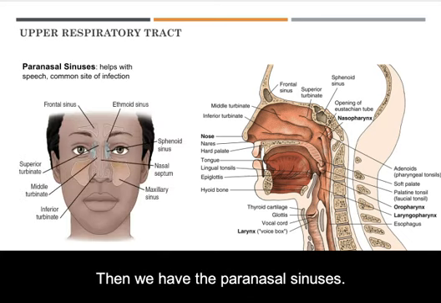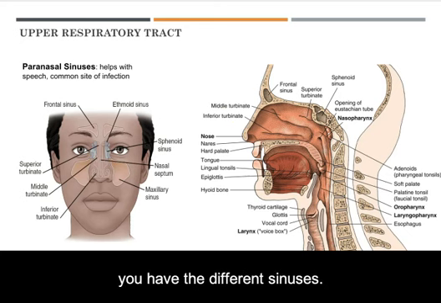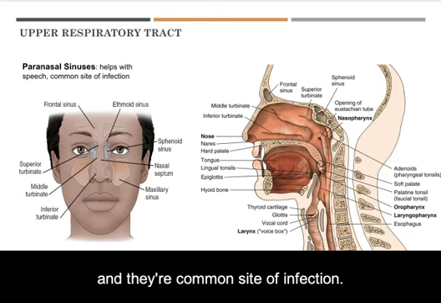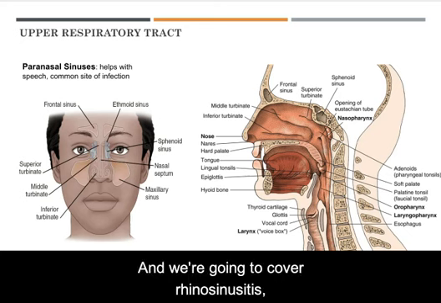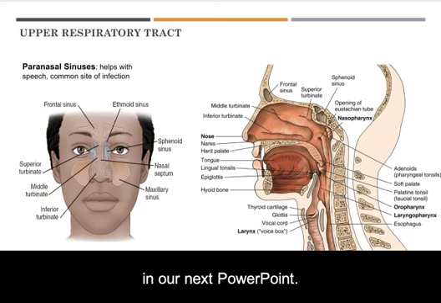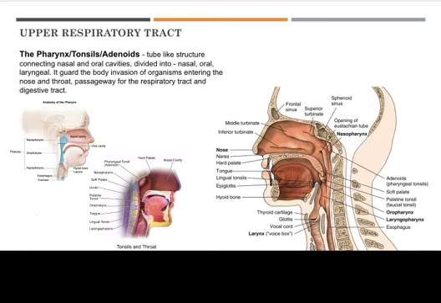Then we have the paranasal sinuses. As you can see in this picture right here, you have the different sinuses. Now, these help with speech, and they're a common site of infection. We're going to cover rhinosinusitis, which is infection of the paranasal sinuses, in our next PowerPoint. But this is a very common site of infection.